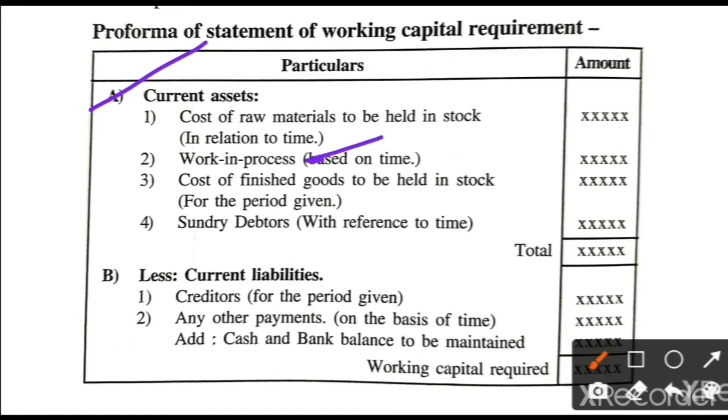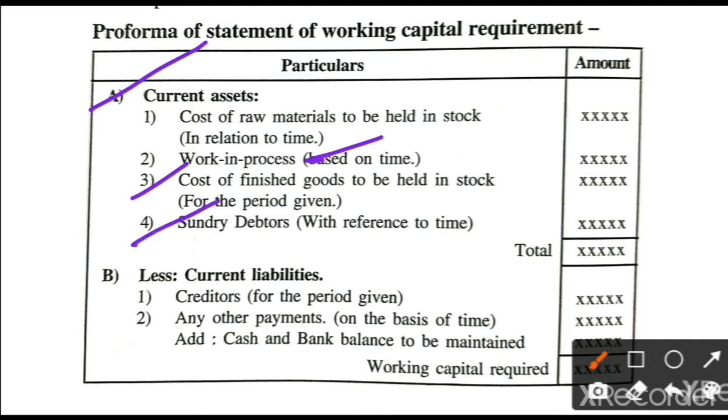Second one, work in progress. It means whatever cash we are investing in raw material, then the raw material is moving towards the next step, which is work in progress. So in that also our cash is held. If cash is held, then again it is an asset, and which type of asset? A current asset. Next, third one, cost of finished goods. This is also one type of current assets.